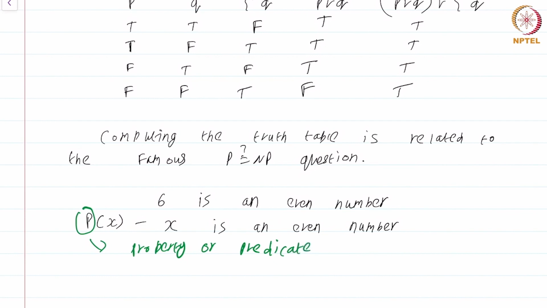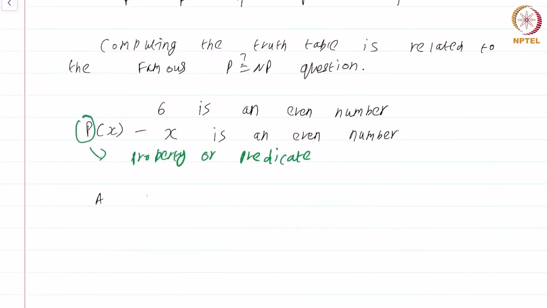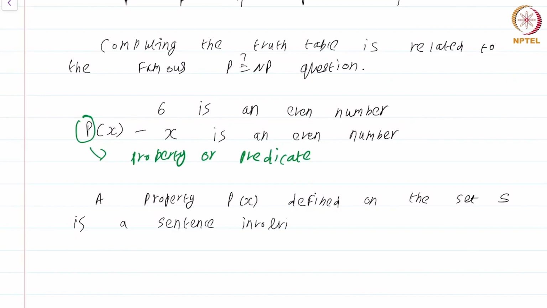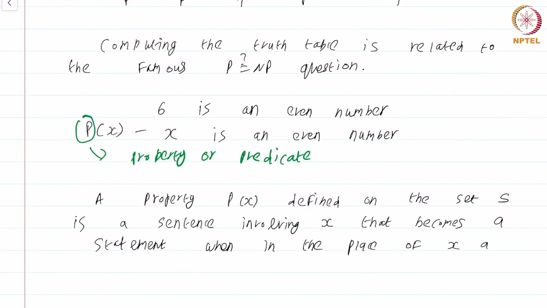A predicate or property P of x defined on the set S is a sentence involving x that becomes a statement when, in the place of x, a member of S is substituted.